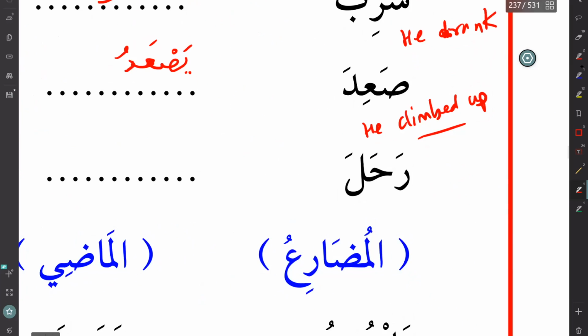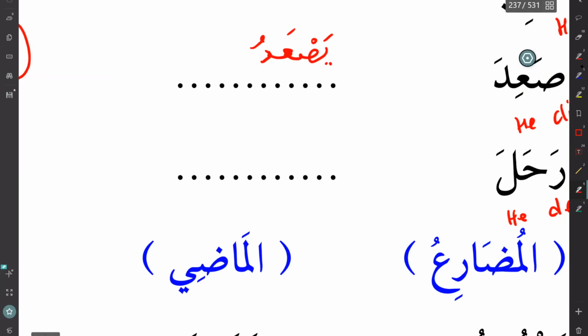And then we have rahala. Rahala we can use to say he moved, meaning he departed. For example, when you move from one country to another country and you relocate somewhere, you can use rahala. So rahala, and the present tense is yarhalu.